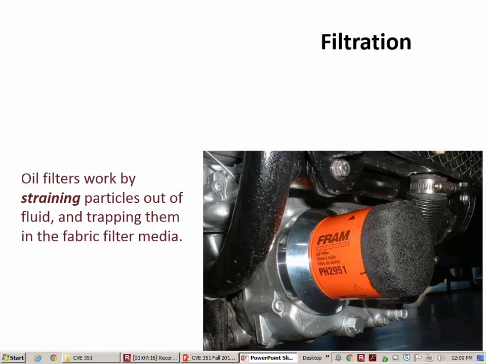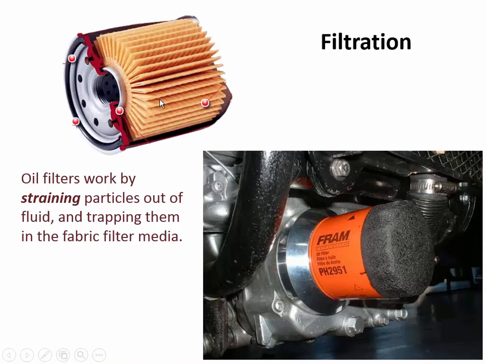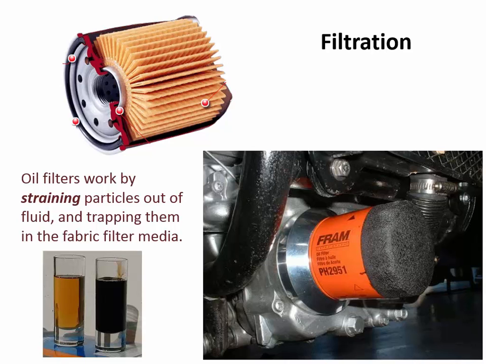We're not necessarily just talking about straining, but to give you an idea of what it looks like on the inside of an oil filter, there are these fabric media pleats, and the particles get stuck because the particles have a larger diameter than the media. The media has holes in it, and the liquid can go through the holes, but the particles can't. That's what we mean by straining: it's a difference in size that causes the removal. And so here you can see oil that's been filtered and unfiltered oil that has a lot of suspended particles in it.